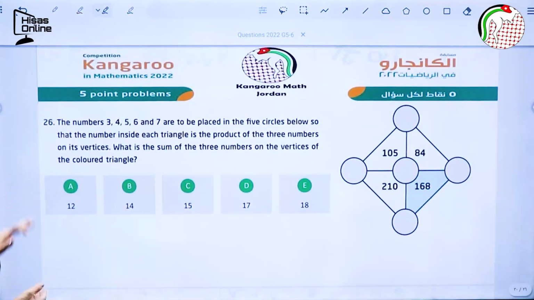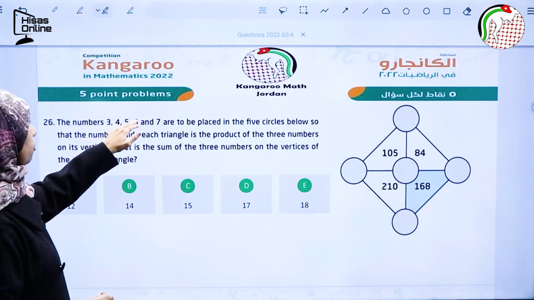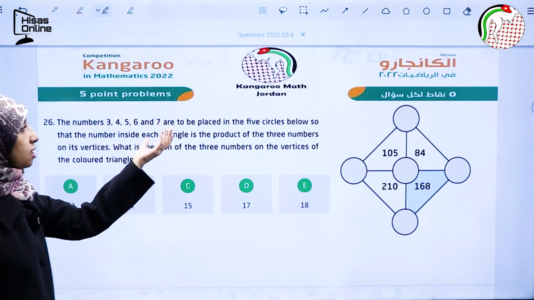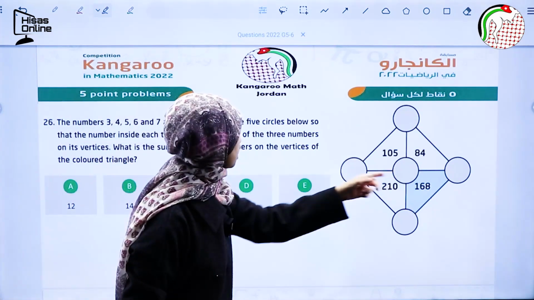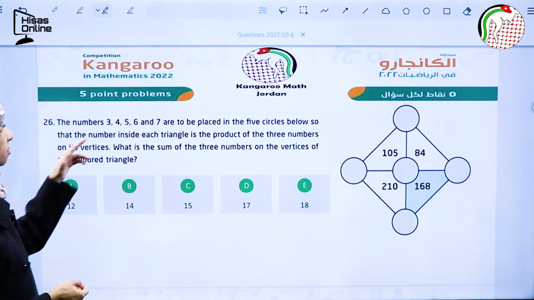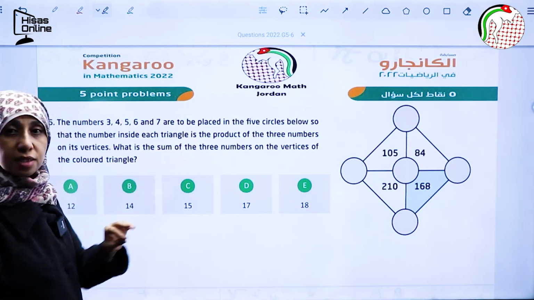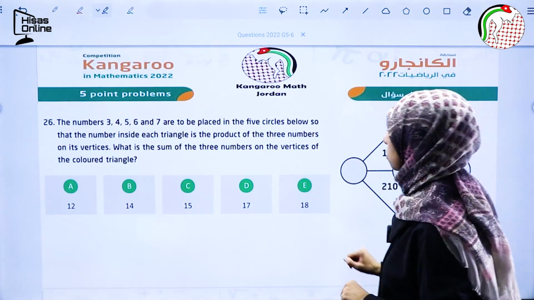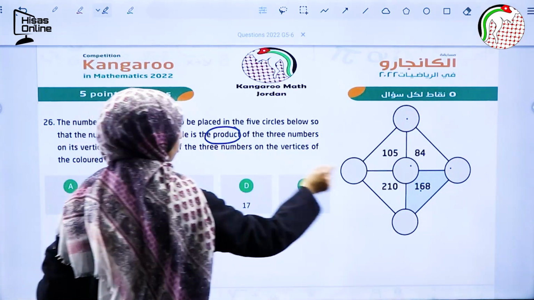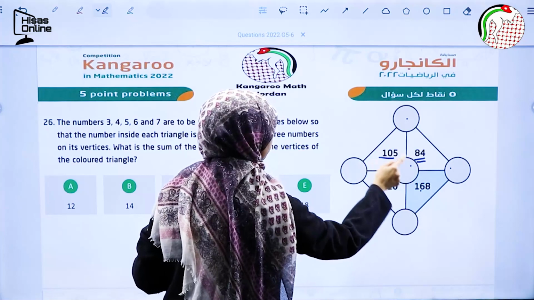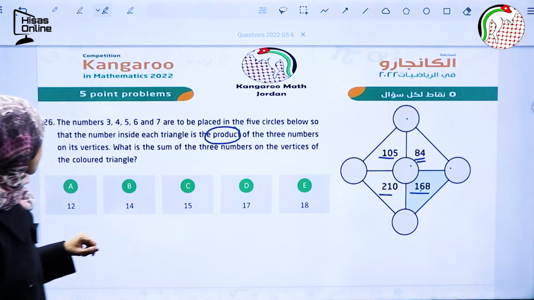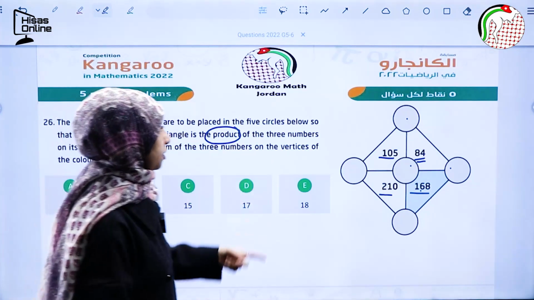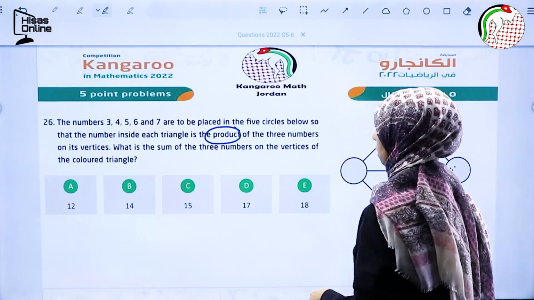Now, question 26. Numbers 3, 4, 5, 6, and 7 are to be placed in the 5 circles here as shown, in order that the number inside each triangle is the product of the 3 numbers. So if you multiply those 3 numbers, the products will be here: 84, 105, 210, and 168. Now, what is the sum of the 3 numbers on the vertices of this triangle here?